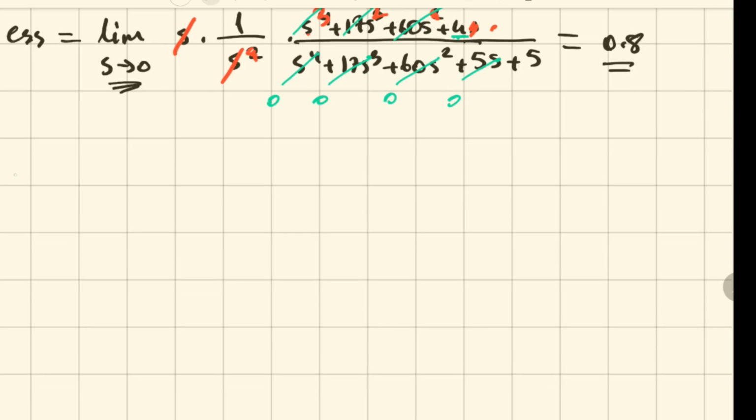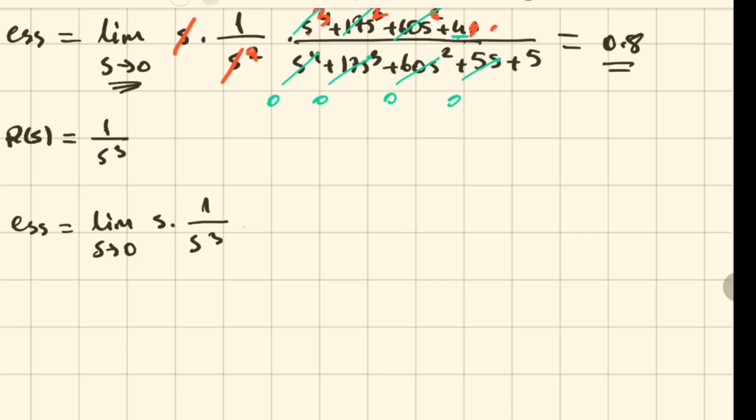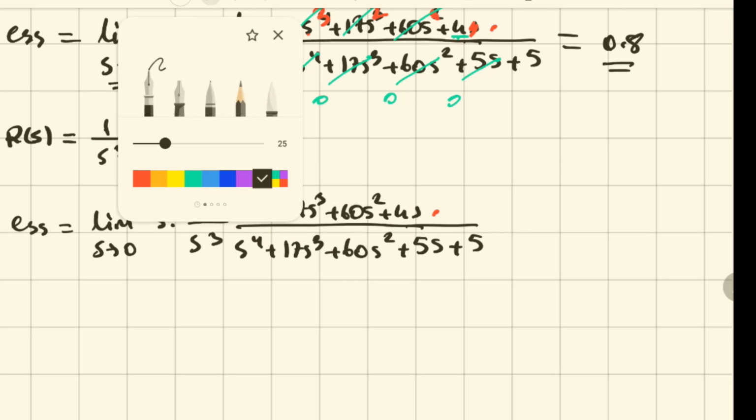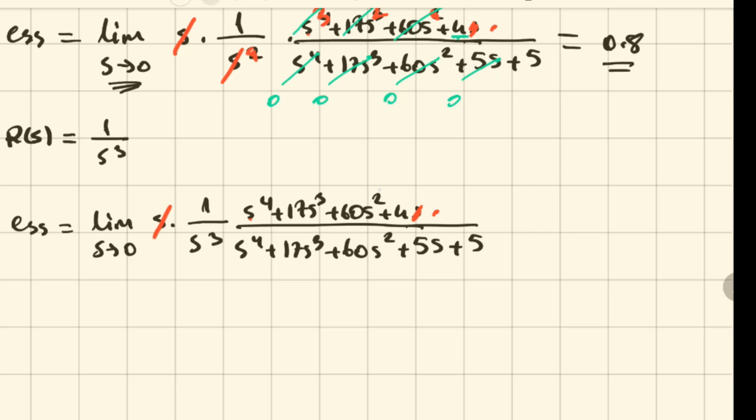What's more, R(s) may be 1 over s cubed, which is the parabolic function. ESS will be equal to the limit as s approaches 0 of s times 1 over s cubed from the reference signal. Let me copy it here. What do we have now? One s is cancelled here, one s is cancelled here, it will be 2 and 3. But on the denominator we still have one more s. So a number over 0 will be infinity.